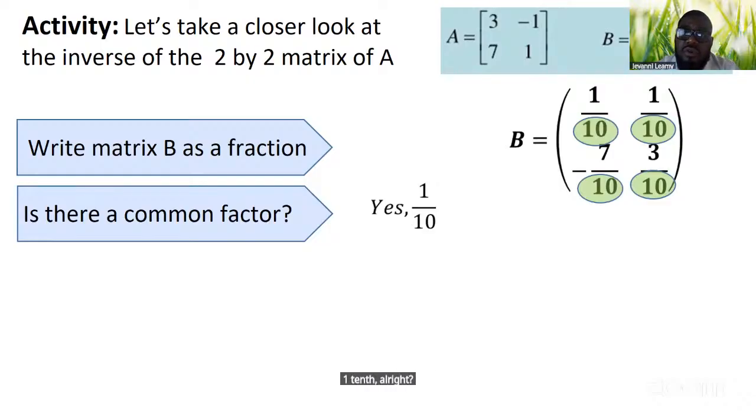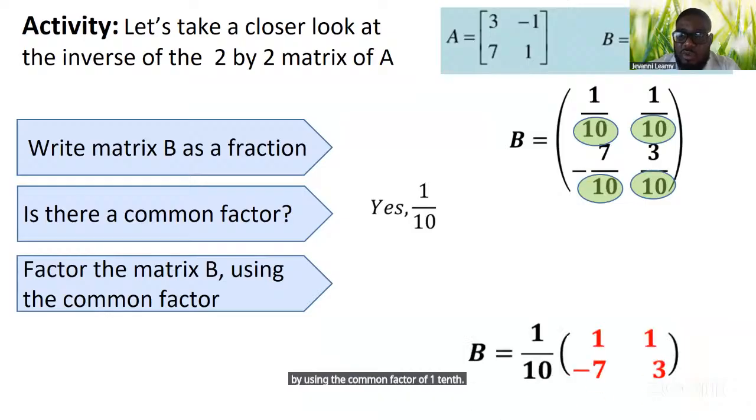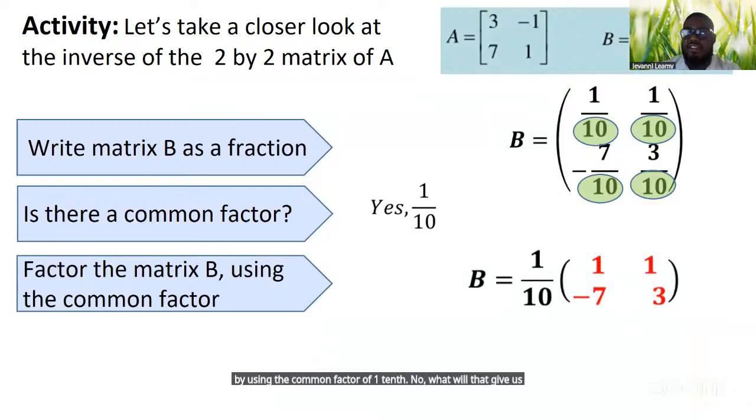So, as you would have done in something that we call factorization, we can take out the highest common factor, which is indeed 1/10. So we factor out the matrix B by using the common factor of 1/10. Now what will that give us? It will look like this. So 1/10 is equal to the matrix 1, 1, -7, 3.